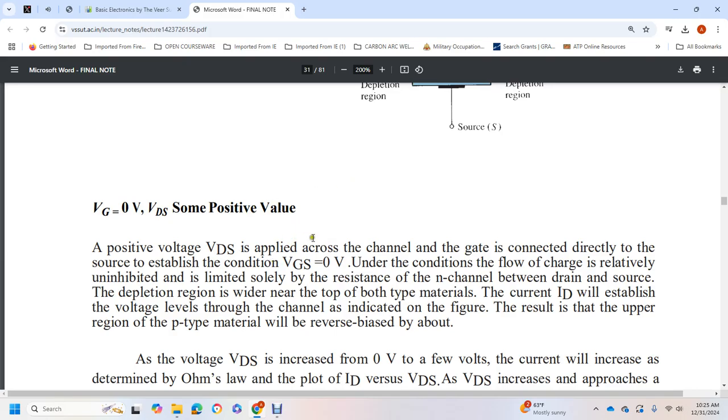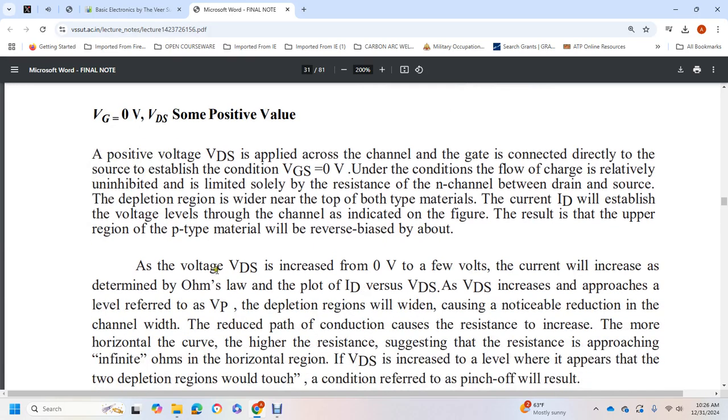A positive voltage VDS is applied across the channel, and the gate is connected directly to the source, establishing VGS equal to 0 volts. The result is that the gate and source terminals are at the same potential, and the depletion region is wide near the top of the channel. The flow of charge is relatively uninhibited, limited only by the low resistance of the n-channel between drain and source. The current ID establishes voltage levels along the channel, as indicated in the figure. The upper region of the p-type material is reverse biased by the drain-to-source voltage. As VDS is increased from 0 volts to a few volts, the current will increase.